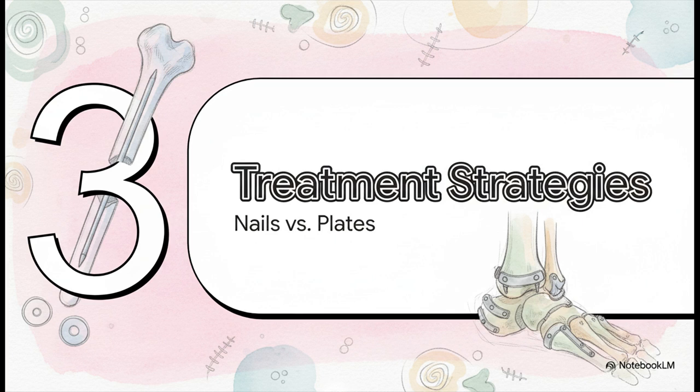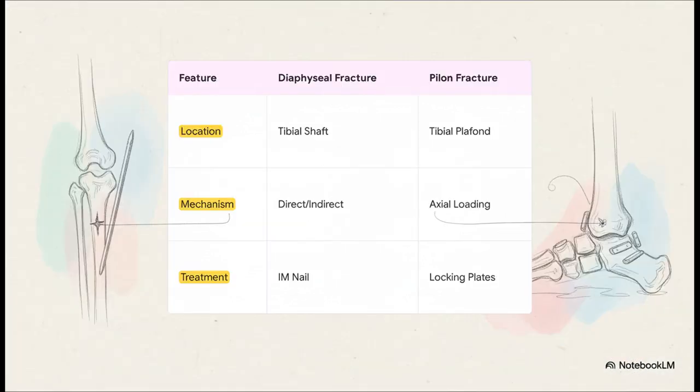Okay, so let's pull all of this together now and really compare these two fracture patterns and their treatments side by side. So here's the breakdown, the bottom line. You've got a diaphyseal fracture in the shaft from a direct or indirect force. It gets an intramedullary nail. You've got a pilon fracture at the tibial plafond from a massive axial load. It gets locking plates. You can see it right here. The location and the mechanism of injury are the two variables that directly tell us which implant to use. It's as simple as that.